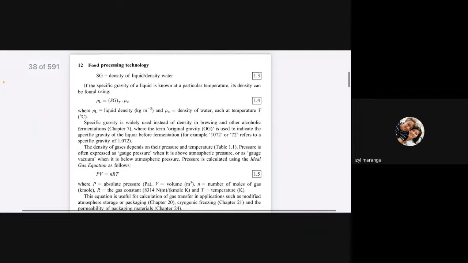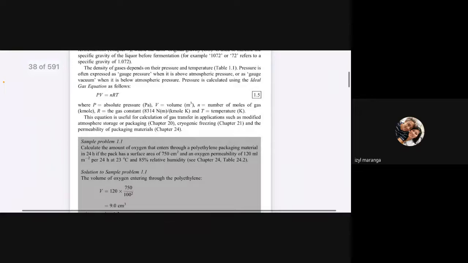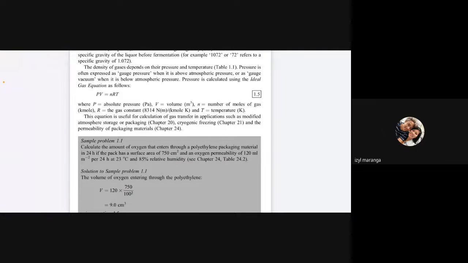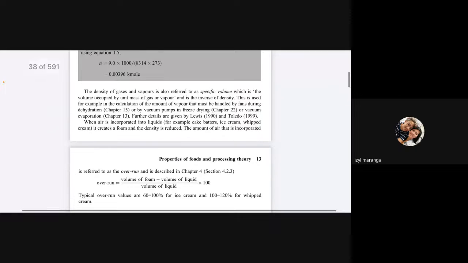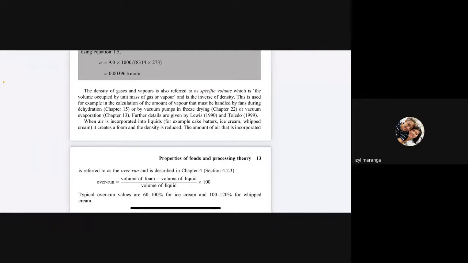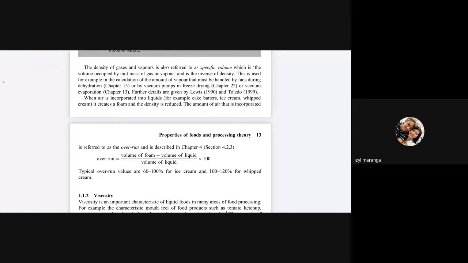So next, we have this one, which is just a computation on how much oxygen enters the polyethylene packaging material in 24 hours, with a packed surface area of 750 square centimeters, ng ganon, no? Example lang na siya, pang food technology na siya. So, another one is density of gases and vapors, which is also referred to as specific volume.